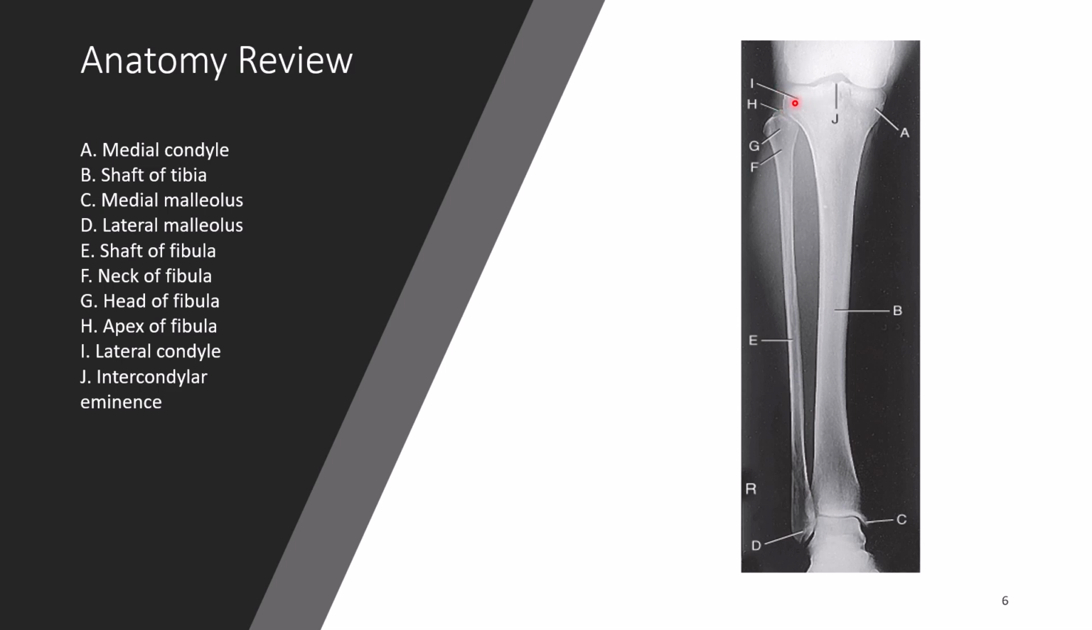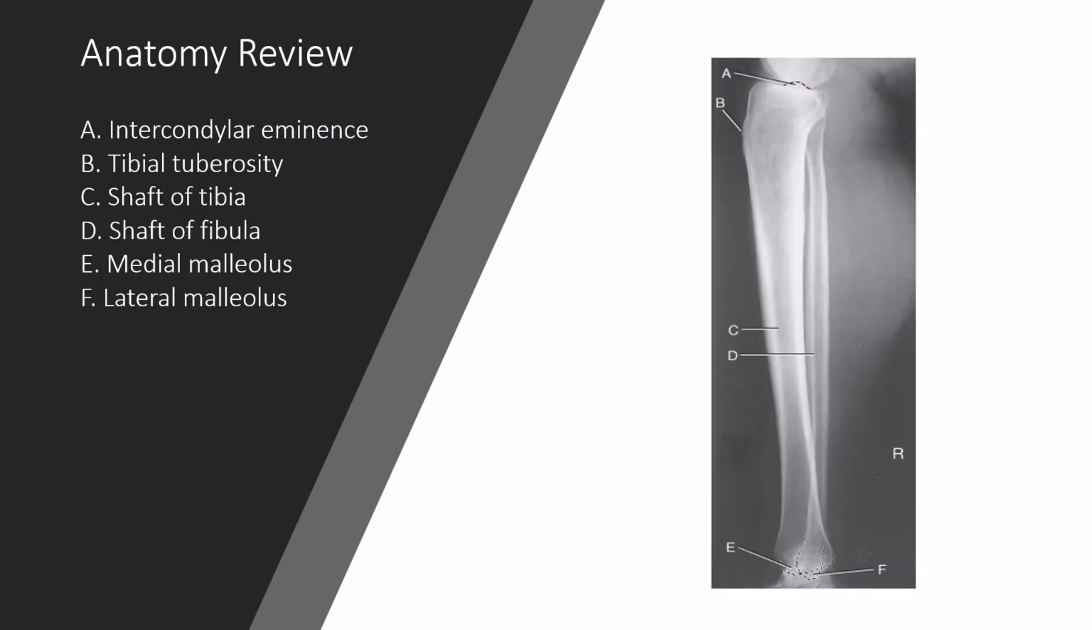I is the lateral condyle, and J, right in here, are the intercondylar eminences, both of these little tiny two peaks on there. All right, and that is an AP right tibia and fibula. How do I know that? Because in that particular view, if it's an AP, the fibula sits lateral, and the only way that the fibula could be on that side of the patient, if I'm looking at them, is if it is a right tib fib.